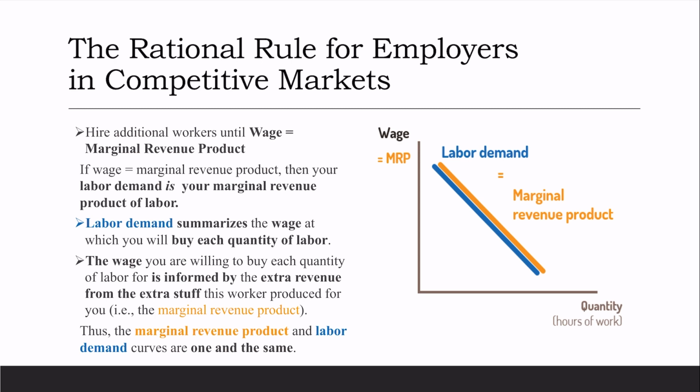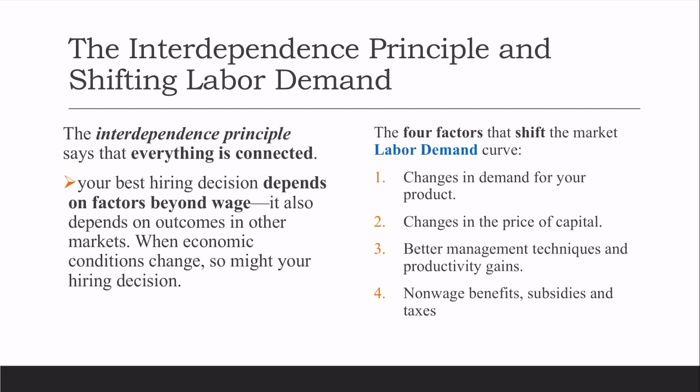So if wage is equal to marginal revenue product, then your labor demand is your marginal revenue product of labor. And we see that labor demand summarizes the wage at which you will buy each quantity of labor. So it's downward sloping. If we want to hire one more worker, the wage is going to decrease. So the wage you are willing to pay for each quantity of labor is informed by the extra revenue from the extra stuff this worker produced for you.